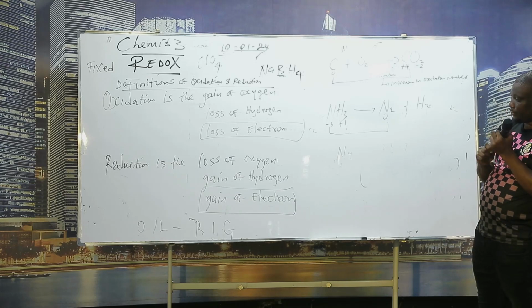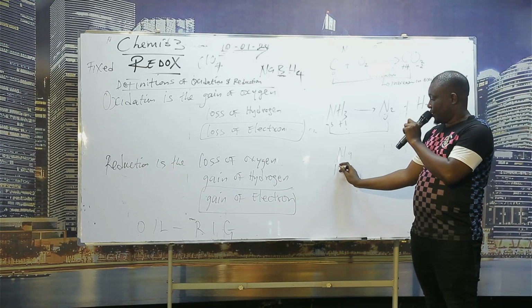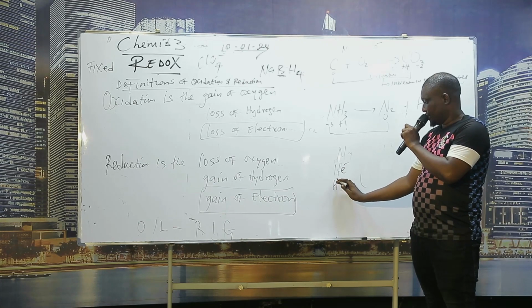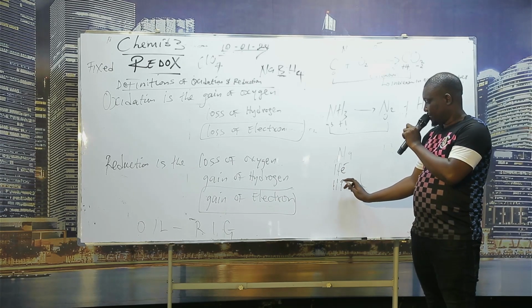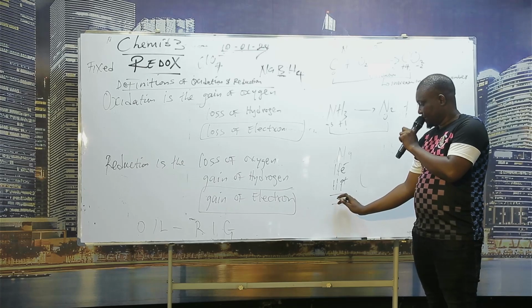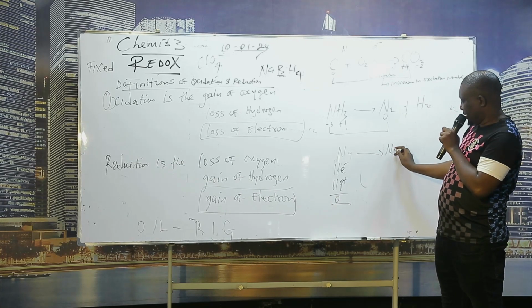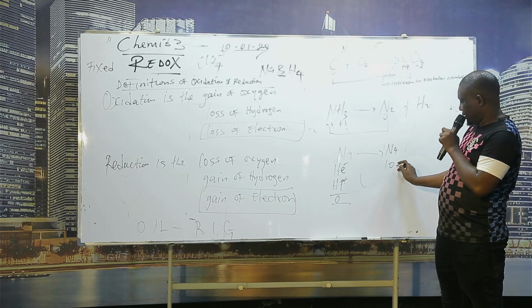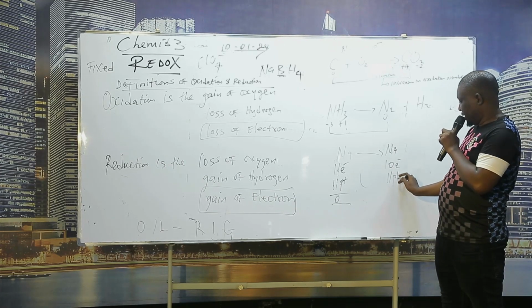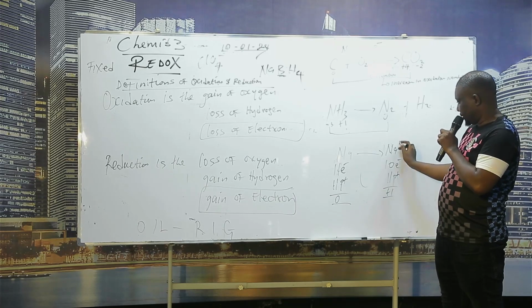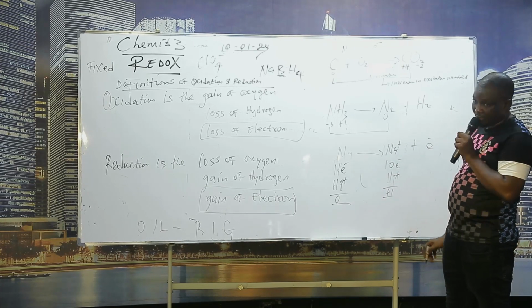Na. Number of electrons there, how many electrons are here? 11. Proton is what? 11. Total here, 0. Okay? It then loses an electron. Na+. This is what? 10. This is what? 11. Total +1. Na+ plus e-. Check it.